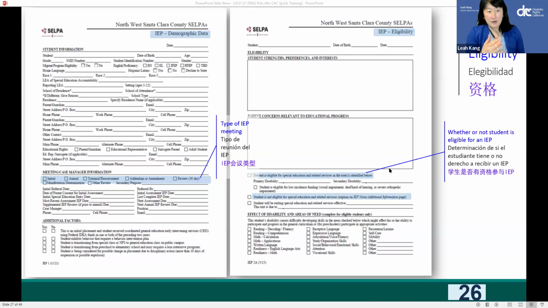You also have, you'll see on this second page, a box that says the student is eligible or not eligible for an IEP, and then some lines where the school district is going to write down the student's disability. There does not have to be a primary disability and a secondary disability, but for some students there may be more than one category. So we'll click through.